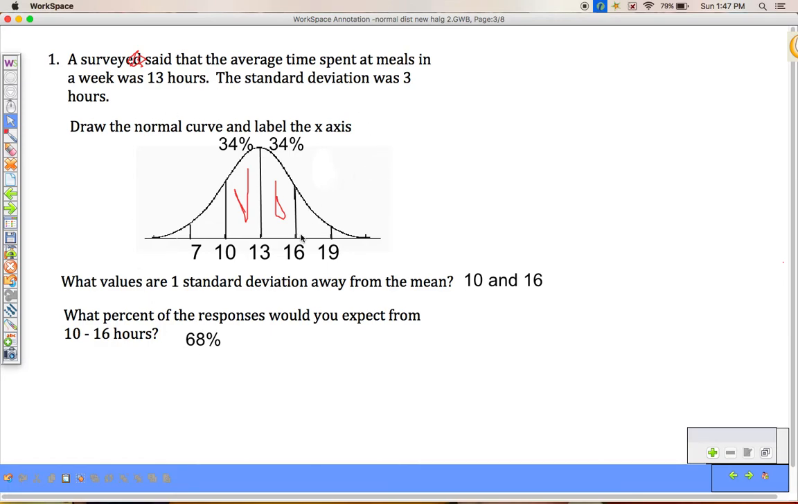So we're going to draw the curve, put the mean in the middle, add 2 standard deviations, subtract 2 standard deviations, and that gives us our values. This next block would be 13.5, and the next one would have been 2.5 if needed. All right, mean, and then count up and down 2 standard deviations.